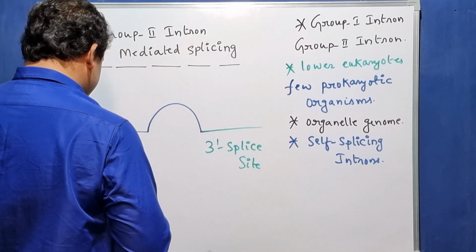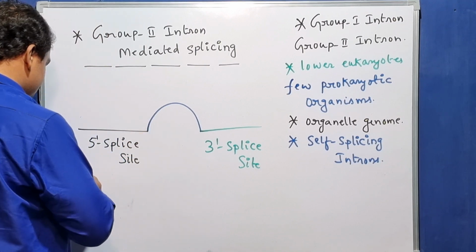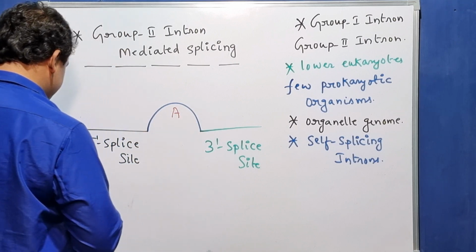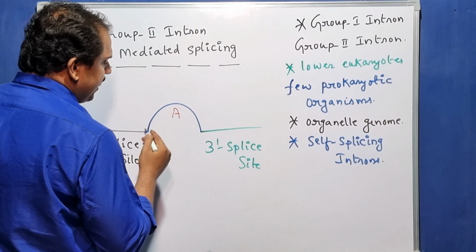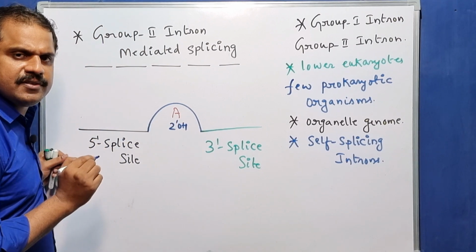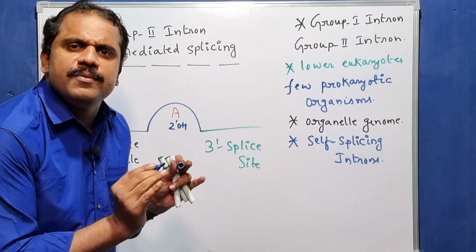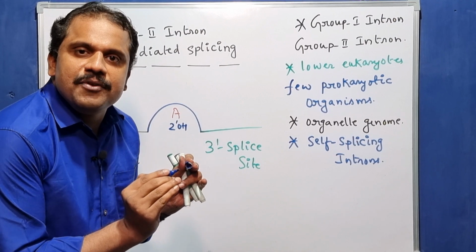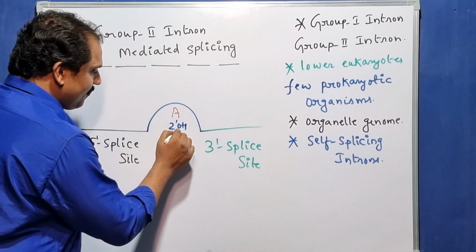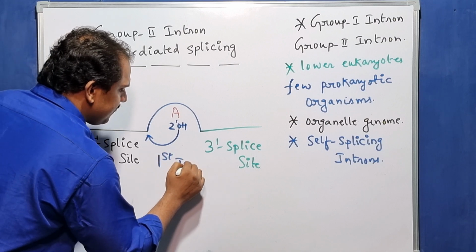So the group 2 intron mediated splicing mechanism possesses an exogenous adenosine nucleotide. Let us assume it has the exogenous adenosine nucleotide, and there is a hydroxyl group at the second position. Is it clear? The exogenous adenosine nucleotide which possesses the hydroxyl group at the second position is responsible for inducing the nucleophilic attack or the nucleophilic cleavage at the 5' splice site. Is it clear? So here it is nothing but the first transesterification reaction mechanism.